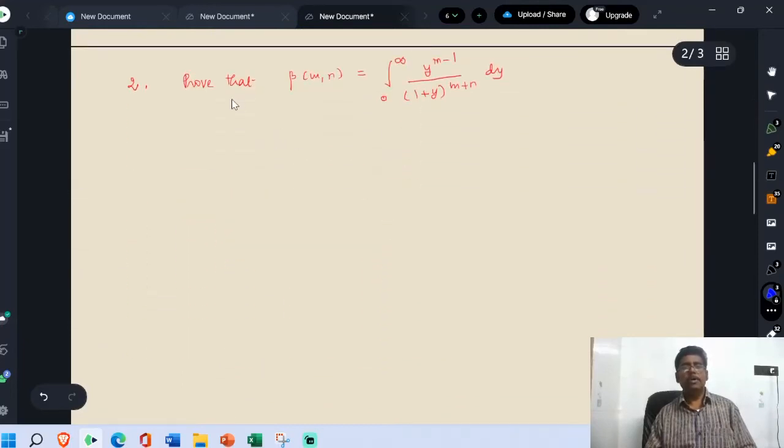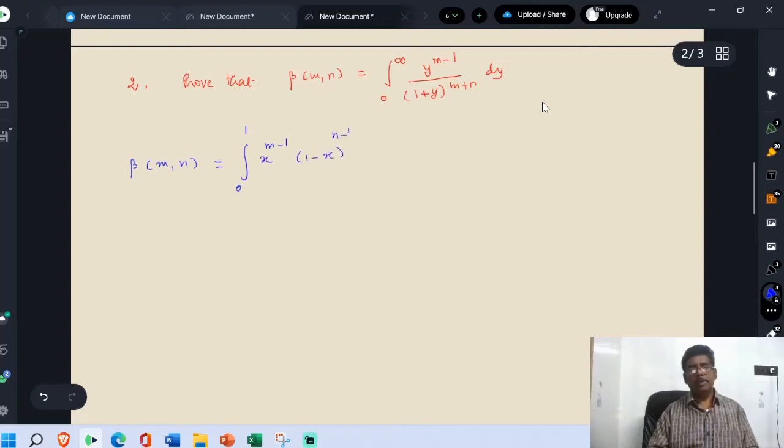Consider this problem. Prove that beta of m comma n is equal to the integral, limit varying from 0 to infinity, y power m minus 1 divided by 1 plus y power m plus n into dy. For that, consider our beta function, beta of m comma n, which is equal to the integral, limit varying from 0 to 1, x power m minus 1 into 1 minus x power n minus 1 into dx.